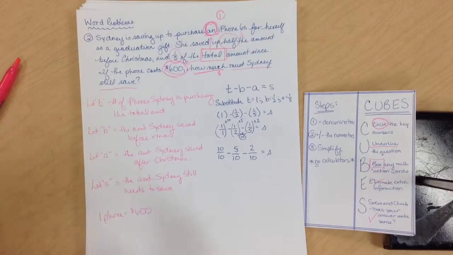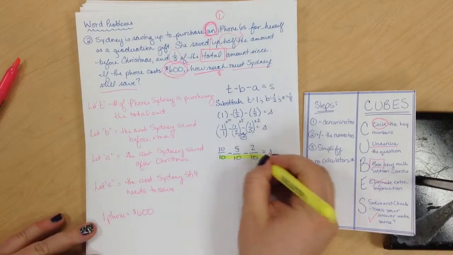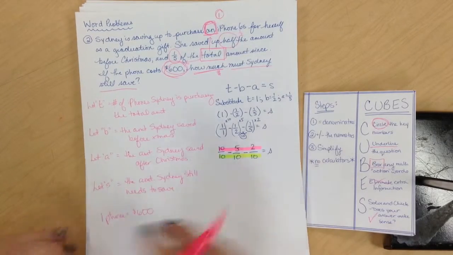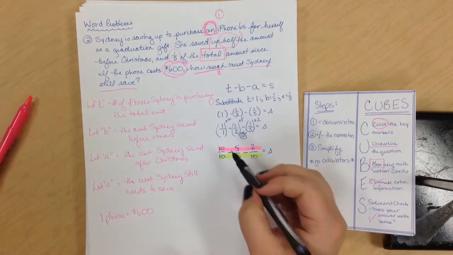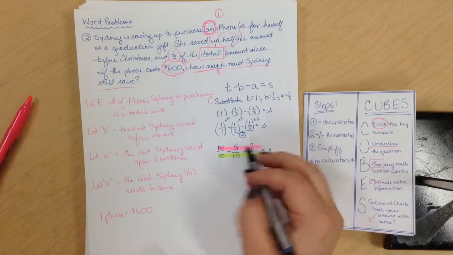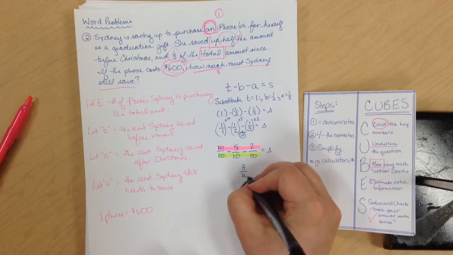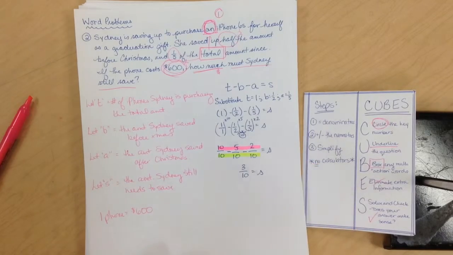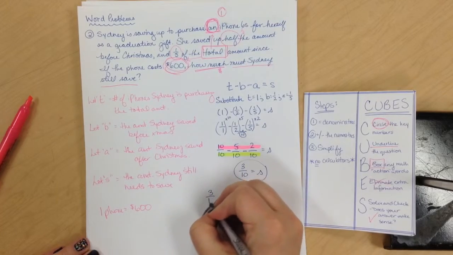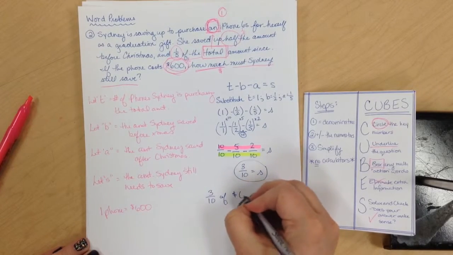My denominators all now match up. So now I just have to subtract. So I have 10 subtract 5 is 5. Subtract another 2 is 3. So I'm left with 3/10 equals the amount she still needs to save. Now I need to figure out what is 3/10 of $600.